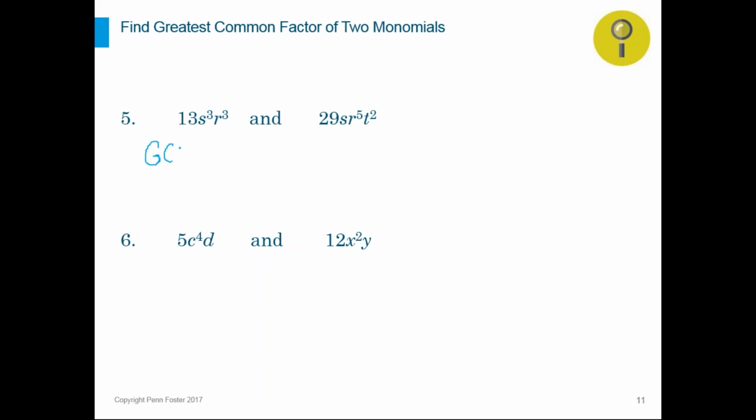The greatest common factor will possibly have variable parts. s and s, I see both s's, then I'm going to go with the one that has the lowest power, s to the first. r and r, r to the third, r to the fifth, I'm going to take the one with the third power, it's the lowest power. t does not show up in the first monomial, then no t in our answer. Your greatest common factor is s r cubed.